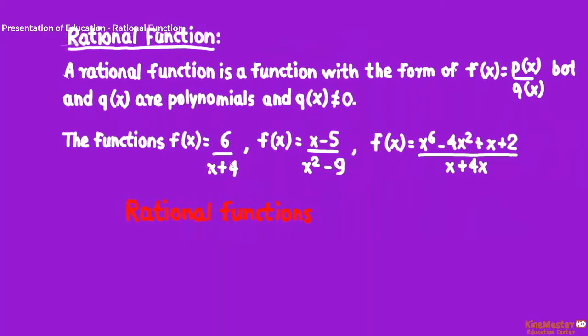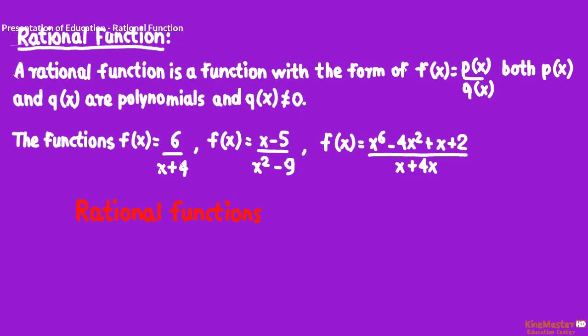Let's check over here. According to the rational function, a rational function is a function of the form f of x equals p of x over q of x. Both p of x and q of x are polynomials, and q of x is different from 0. If we find the vertical asymptote from the domain of q of x, the functions f of x equals 6 over x plus 4, f of x equals x minus 5 over x squared minus 9, and f of x equals x to the power of 6 minus 4x squared plus x plus 2 over x plus 4x are rational functions.